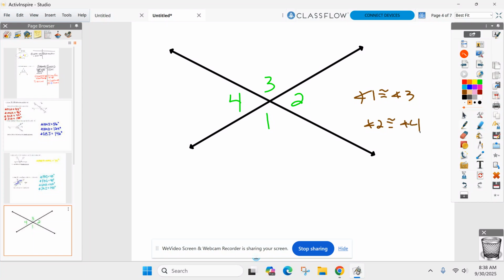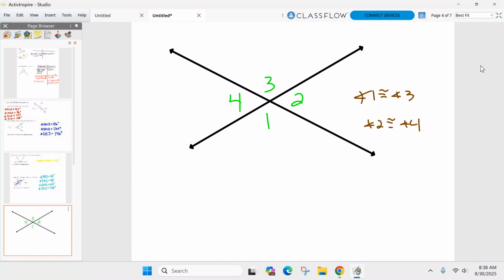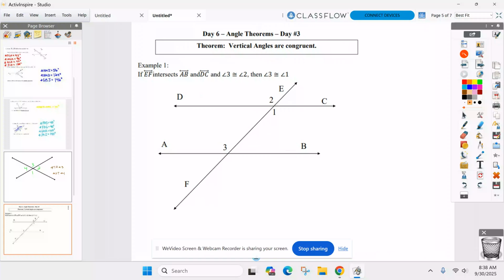And we're going to use that in a proof now. Vertical angles: you do not need to tell me they're vertical. You can go right to saying that they are congruent. All right, so let's use it in a couple proofs. Get your statements, reasons down here.